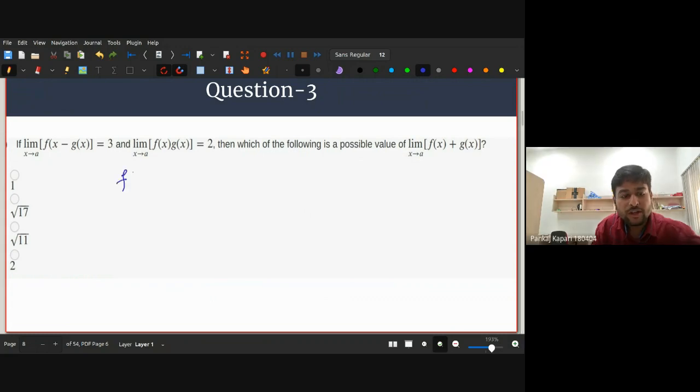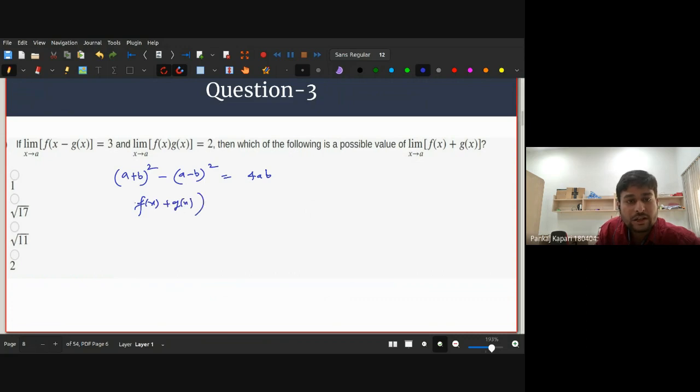So what we'll do, we'll just use this formula: if you take the square of a plus b and subtract the square of a minus b, what you will get? You will get 4 times ab. So this is one identity we are going to use. It will say that (f(x) plus g(x)) whole square is the same as (f(x) minus g(x)) whole square, plus 4 times f(x) into g(x), okay?